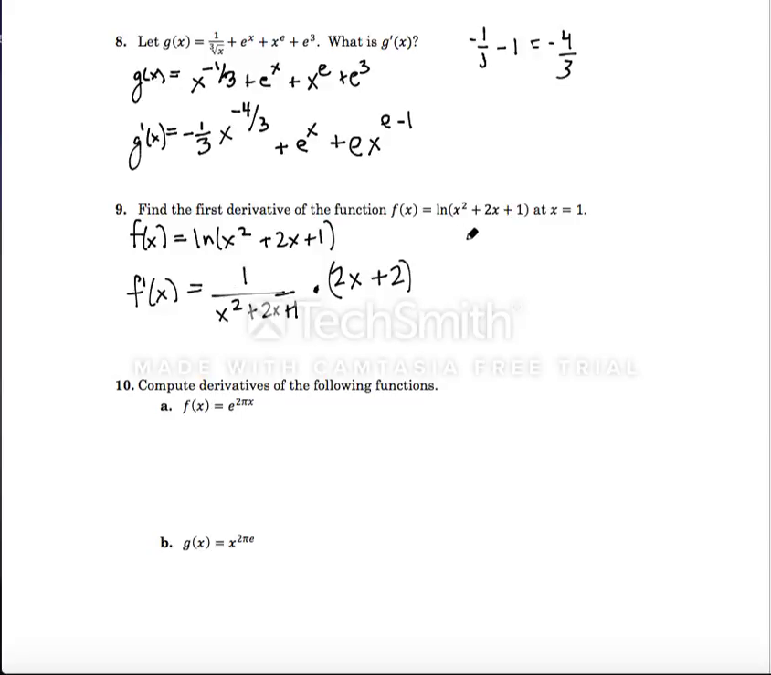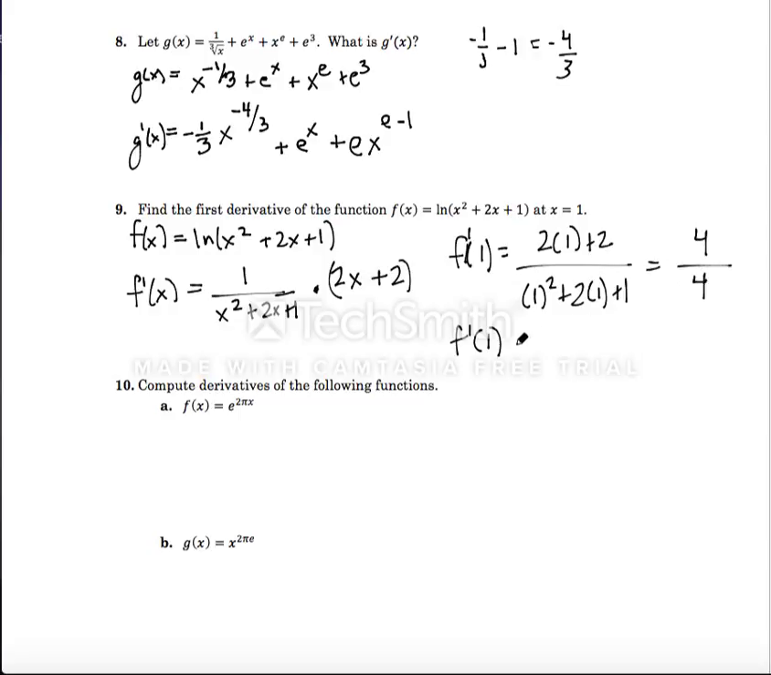So now I can evaluate. So f prime at 1 is going to be 2 times 1 plus 2 over 1 squared plus 2 times 1 plus 1. So f prime of 1 actually ends up being quite simple, 4 over 4, which is 1. Moving on to number 10.